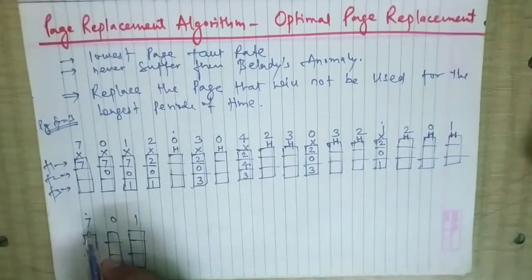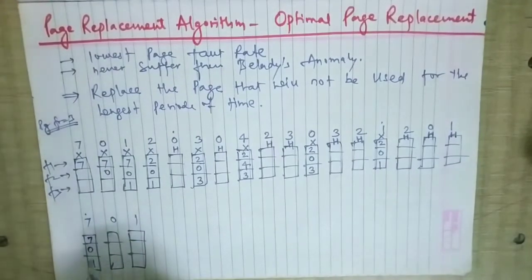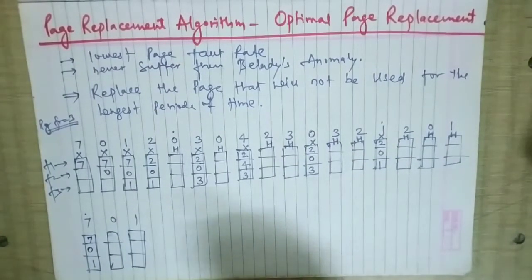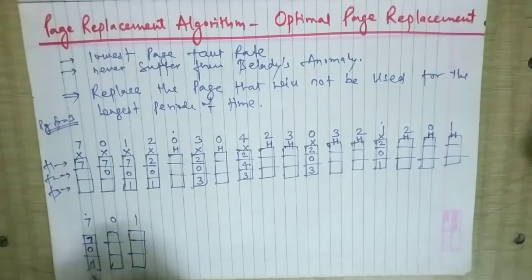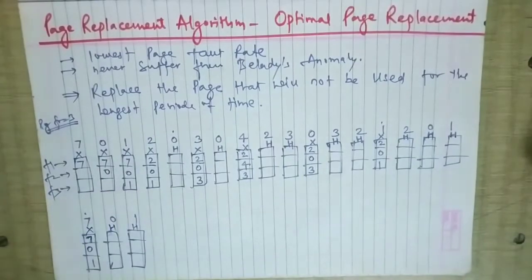Then next is 7, so where will the 7 go? 7, 0 and 1, 0 and 1 are there, so it will go at the place of 2. When 7 will come, it will become 7 0 1. Why have we placed 7 over here? Because 2 is the page which is not going to be used ahead, okay, in future. So we have placed 7 over here, 7 0 1. 0 and 1 again hit and hit. This is the miss.